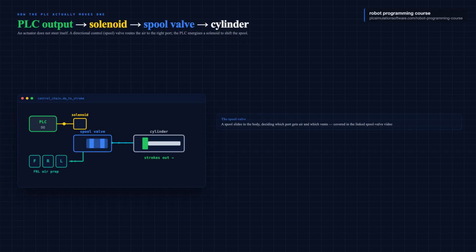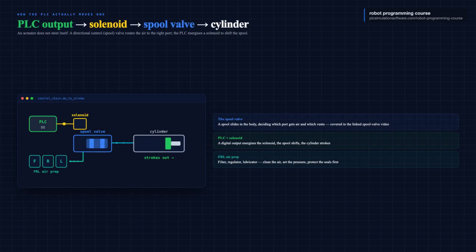So how does the PLC actually move one? A pneumatic actuator does not steer itself. The air has to be routed to the right port at the right moment. That job belongs to a directional control valve, a spool valve. The spool slides inside the valve body and decides which port gets air and which port vents. To shift that spool, the valve has a solenoid. A PLC digital output energizes the solenoid. The spool moves and the cylinder strokes. I cover the spool valve itself in a separate video, linked below.